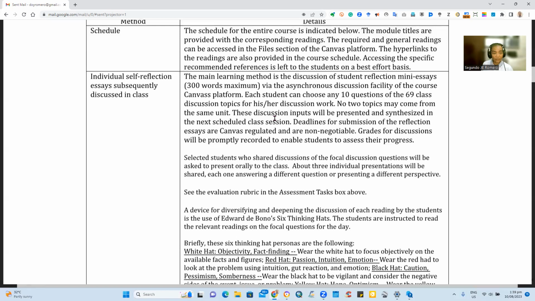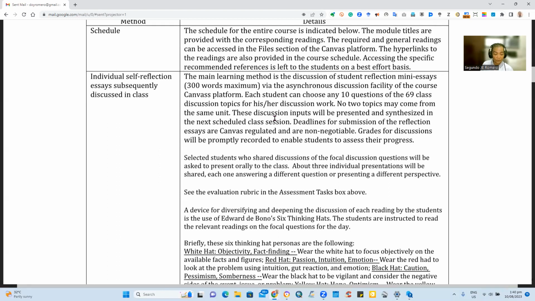Now, selected students who shared discussions of the focal discussion questions will be asked to present orally to the class. So about maybe 3 individual presentations will be shared, each one answering a different question or presenting a different perspective. So we will be pretty much programmatic in the way we learn to ask the questions and we learn how to answer them. Now, see the evaluation rubric in the assessment task box above, which I already presented.